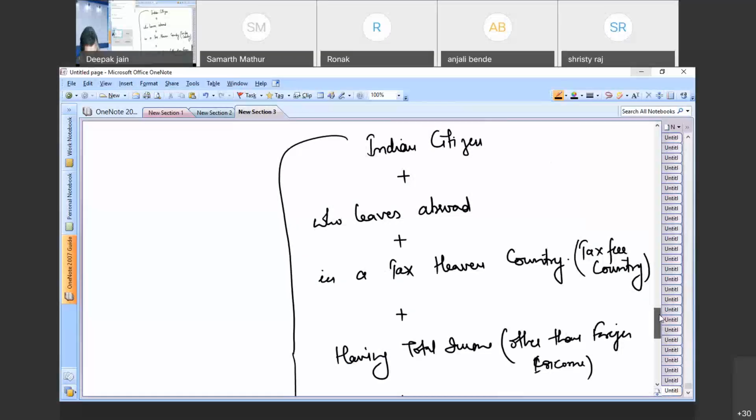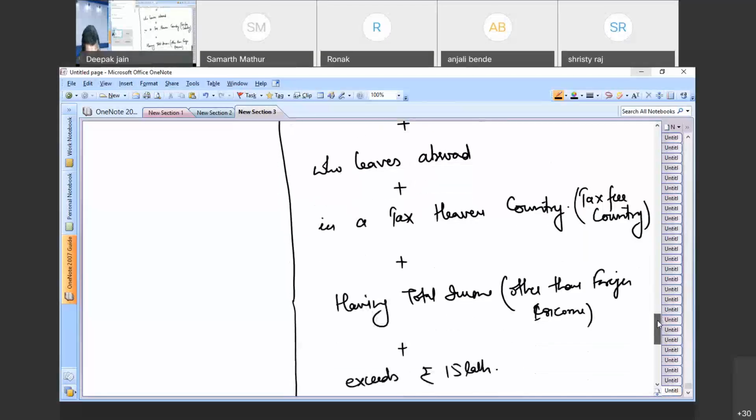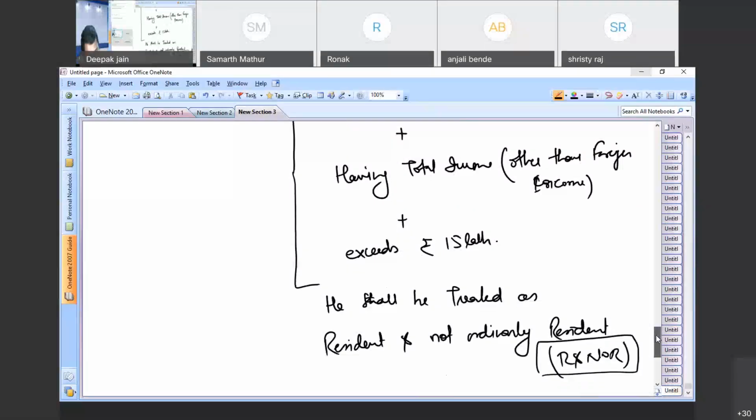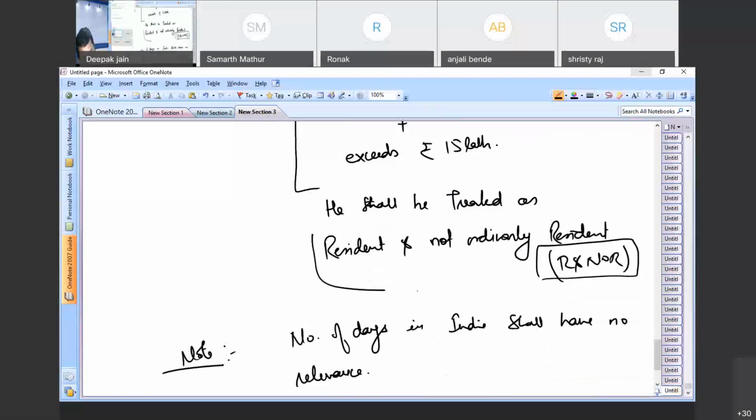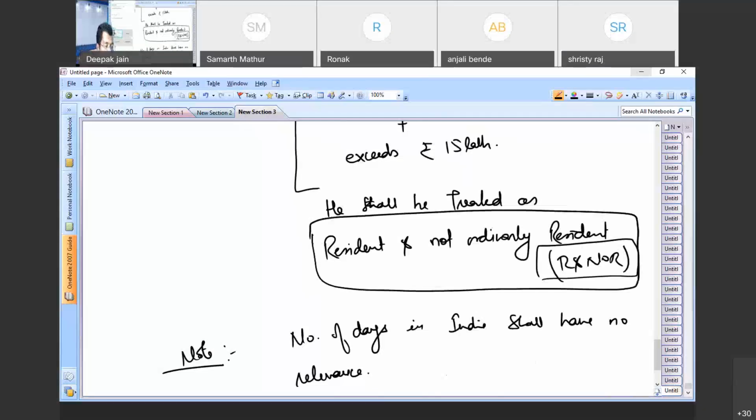Indian citizen who lives abroad in tax haven country having total income up to 15 lakh, then he shall be treated as resident and not ordinarily resident. Any query? Any ifs and buts?